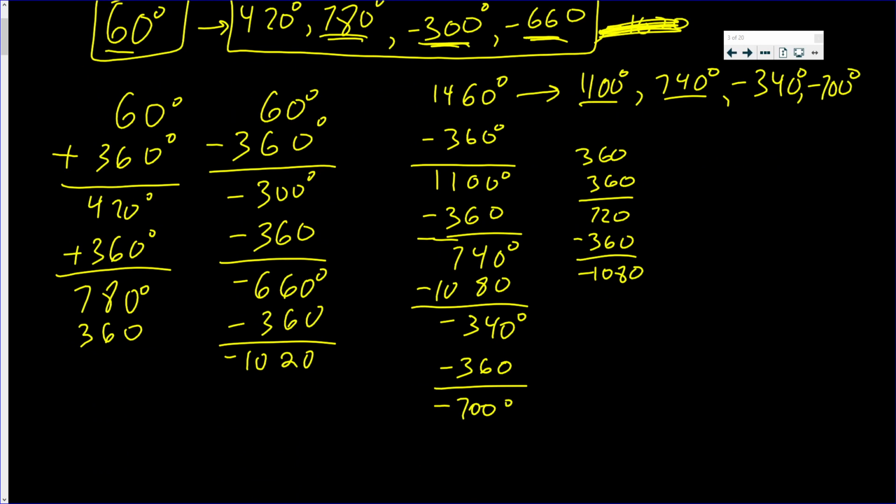All I did was add and subtract multiples of 360. First, I took away 360 once, then a second time, and I got 740. Those are my two positives. Then I took away enough to get negative: I took away 1080, and that gave me negative 340. I took away another 360, and that gave me negative 700.